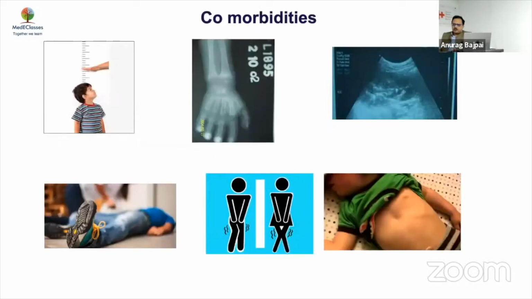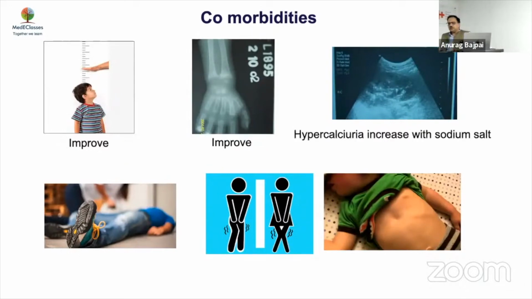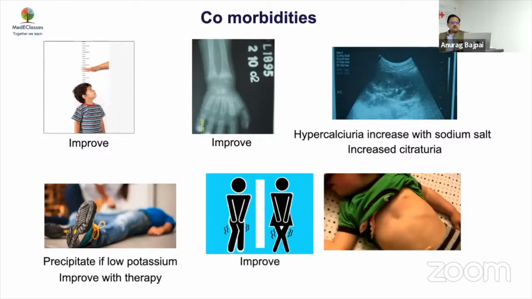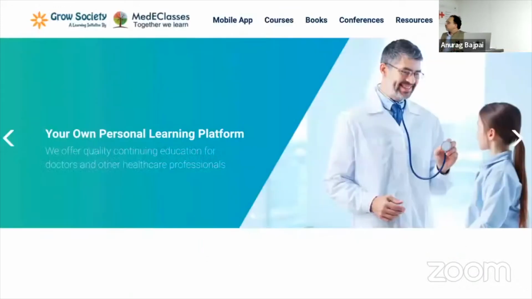Now, what will happen? You have to monitor for growth, which is expected to improve. Bones will improve. Nephrocalcinosis may persist. If there is hypercalciuria, you basically give thiazides in that setting. You may be precipitating hypokalemic paralysis, so be cautious in the initial phase. Polyuria will improve. Rickets, acidotic breathing, everything will resolve over time.